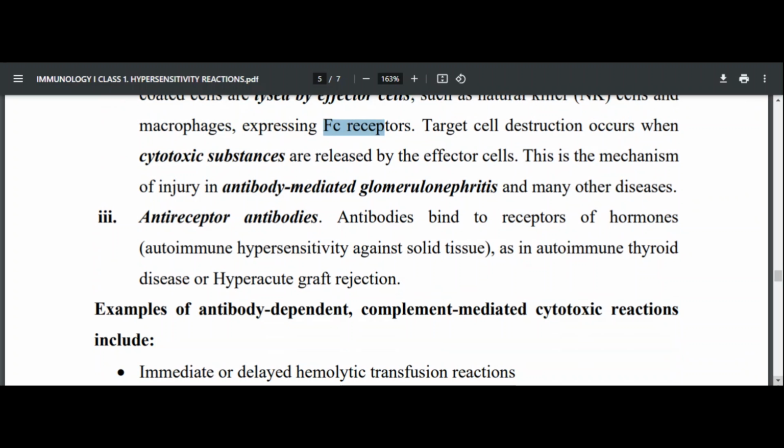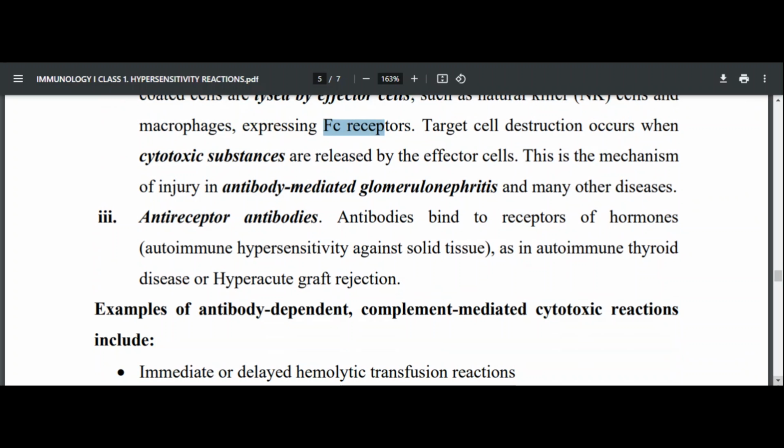Now, this anti-receptor antibody is just a certain antibody that is going to bind to a certain hormone receptor. For example, in autoimmune thyroid disease. This condition is also called Hashimoto disease, right? In Hashimoto disease, antibodies are going to bind to the receptors of hormones. And also in Graves' disease, which is also a classic example here. In Graves' disease, we could see some antibodies that are called TSHR.